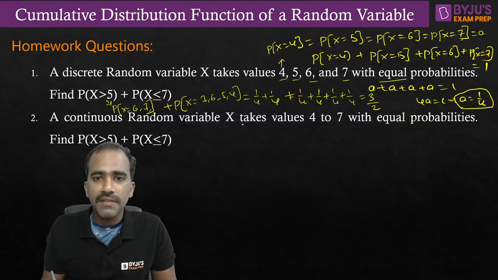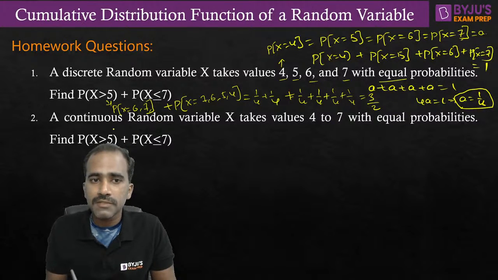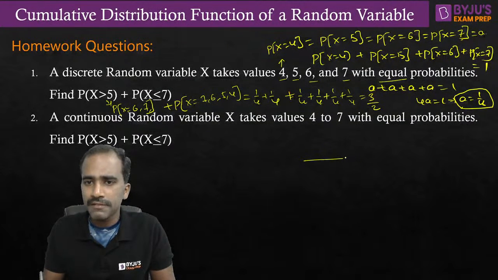A continuous random variable x takes values 4 to 7 with equal probabilities. Mind this, we're talking about a continuous random variable. So the random variable is taking values 4 to 7 with equal probabilities. So we can plot the PDF, right? For a continuous random variable with equal probabilities, it is said that it takes values 4 to 7 with equal probability.